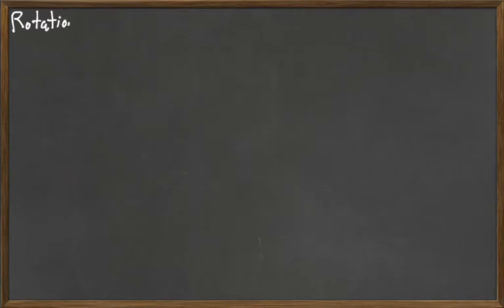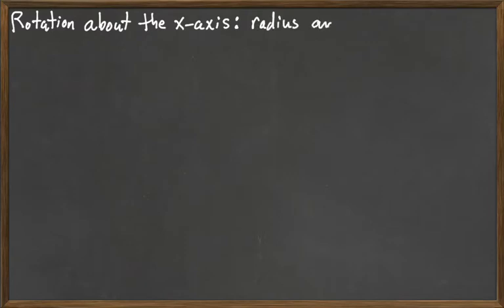So we're going to look at first rotation about the x-axis, then we'll look at rotation about the y-axis, then we'll do an example where we rotate about the x-axis and the y-axis. Okay, so when we're doing a rotation about the x-axis, I'm going to call it a representative rectangle.